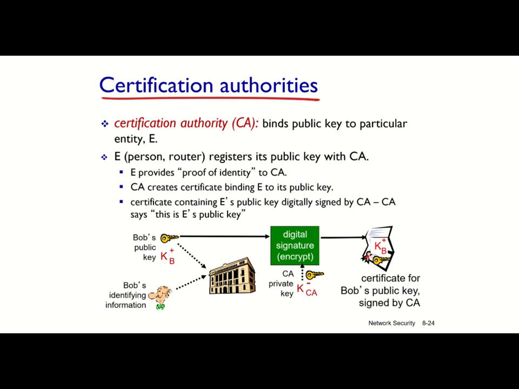So certification authorities basically bind the public keys to a particular entity. By entity, we can have either a person or a router, depending on the application. Any entity can register its public key with the certification authority. To do this, the entity has to provide proof of identity to the certification authority, and then the certification authority creates a certificate binding the entity to its public key.